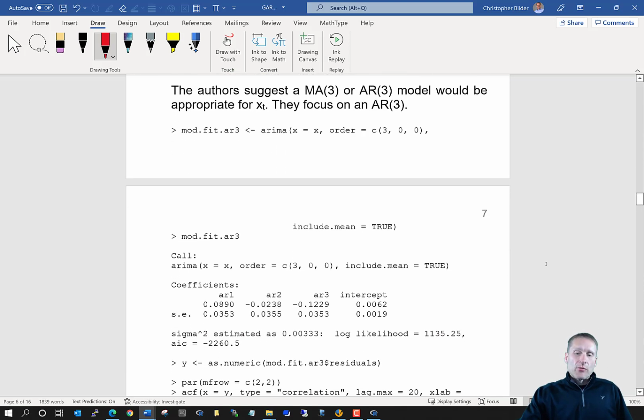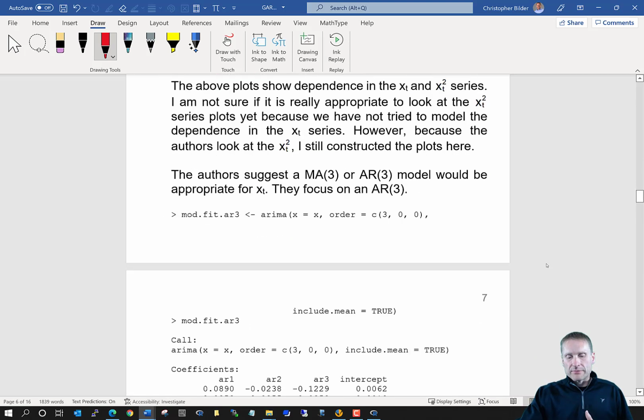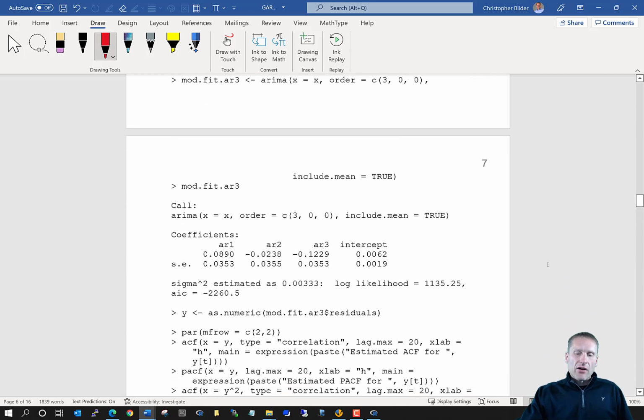Now the author suggests that a moving average 3 or autoregressive 3 model would be appropriate for x of t. Why? Notice at lag 3 here, we have probably the largest partial autocorrelation in absolute value, suggesting maybe an autoregressive 3. Over here, notice again lag 3, maybe a moving average. Of course, this doesn't take into account that we should have tailing off with a corresponding ACF or PACF, but I'm just going to go with what they suggest for an appropriate model. And they focus on an AR3.